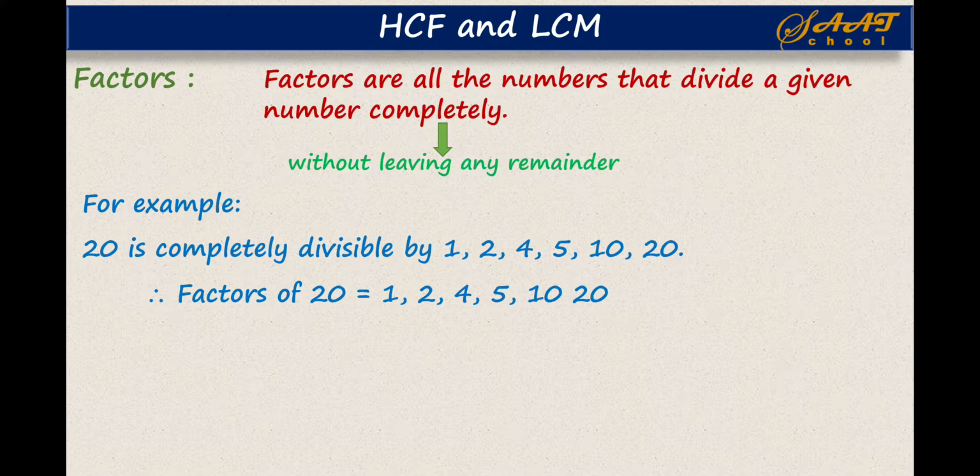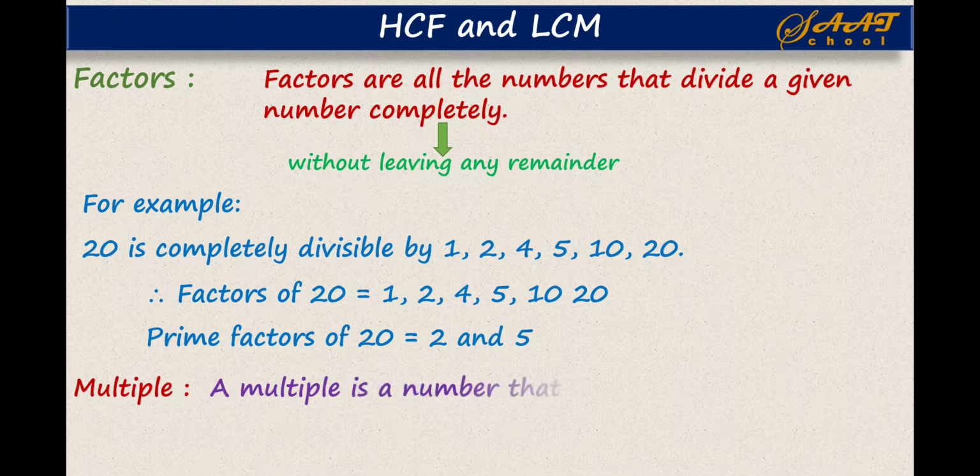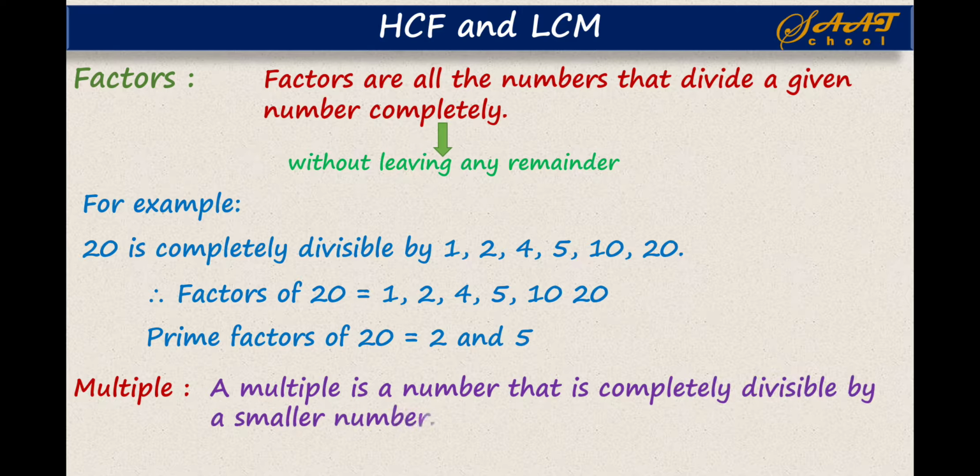Among these numbers there are some prime numbers which are 2 and 5. That's why prime factors of 20 are 2 as well as 5. Now the next is a multiple. A multiple is a number that is completely divisible by a smaller number. In the above example, 20 is completely divisible by smaller numbers. So 20 is a multiple and the smaller numbers are factors.